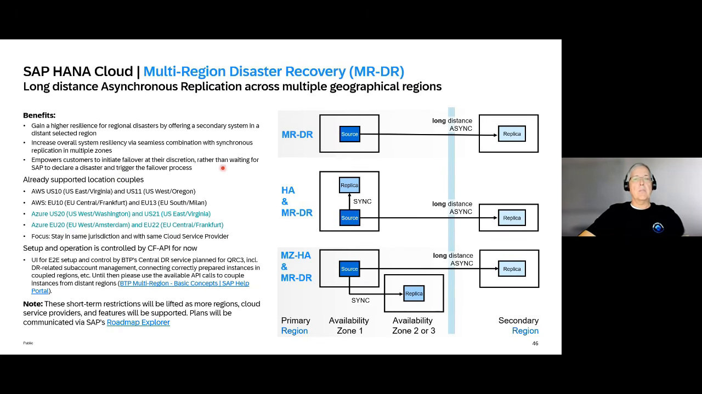At the end, it's an asynchronous replication. On the right side, you see the 3 options we have in combination with long distance replicas. It's a simple DR kind of replication. It's a combination of HA and DR, and a combination of multi-zone HA and multi-region DR in one setup.